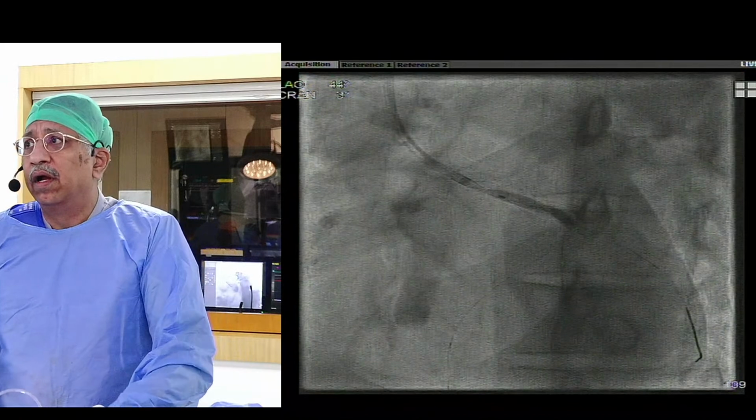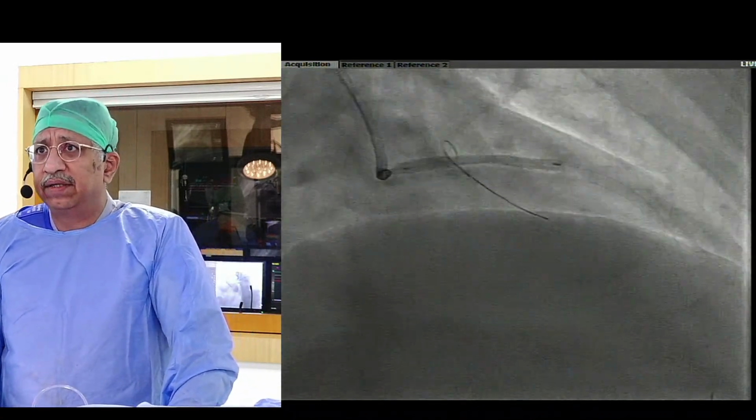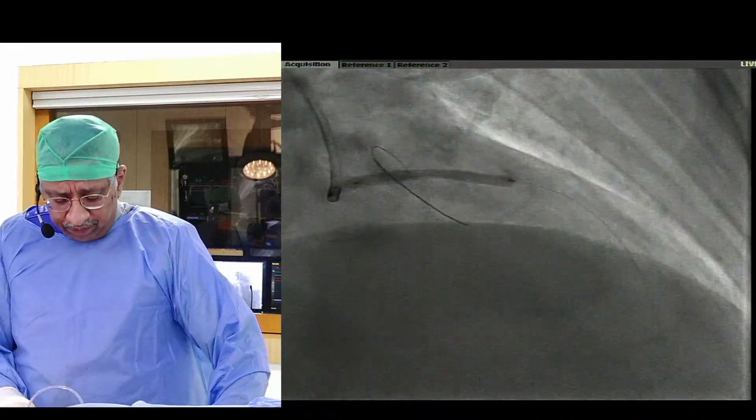So right now my circumflex stent is jailed. Shall I go down? Down. PA caudal view, please.